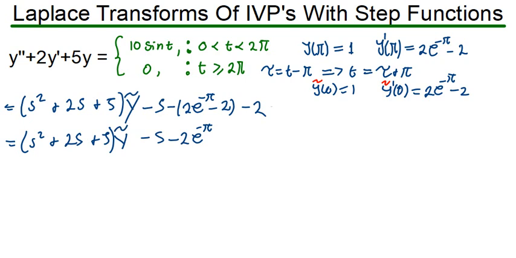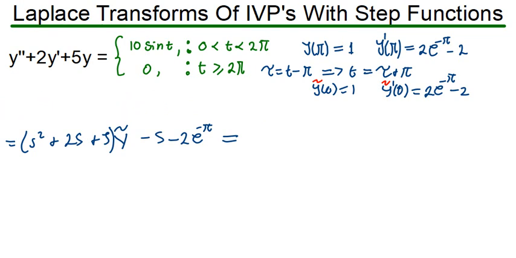So this one here is going to be equal to the Laplace of our step function. So let's go ahead and find the Laplace of our step function. But before that, we have to write our step function as a Heaviside function or as a unit step function. So let me write it as s squared plus 2s plus 5, then uppercase y tilde there, minus s minus 2e to the minus pi. This will be equal to g of t. I'm using g of t.